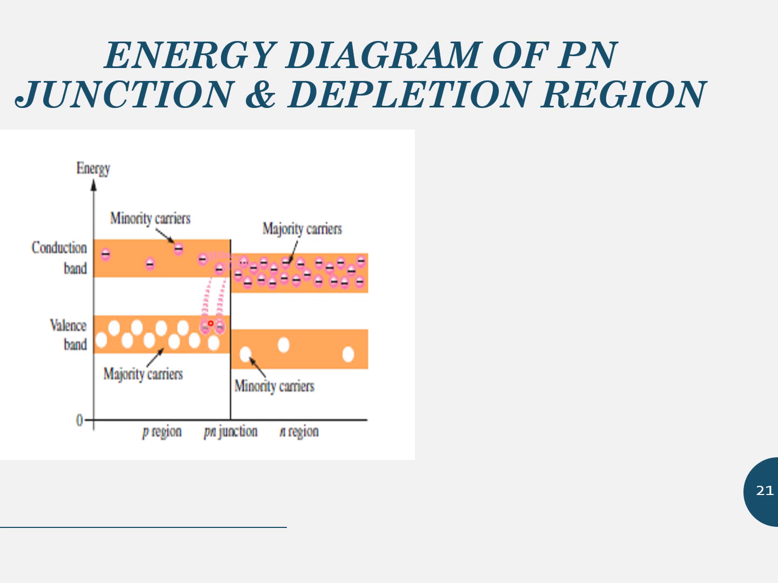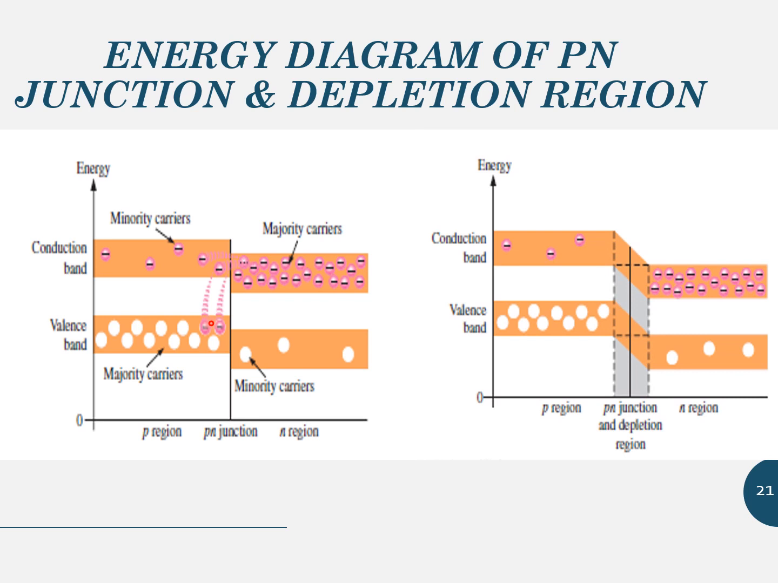As this diffusion of free electrons continues, the depletion region begins to form. As a result, the energy level of the N region conduction band decreases. This decrease in the energy level is due to the loss of higher energy electrons that have diffused across the junction to the P region.